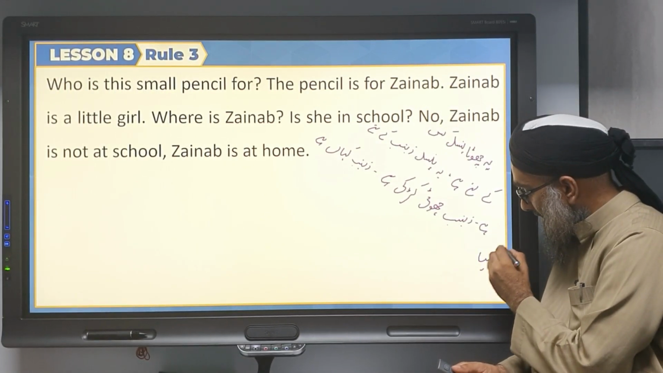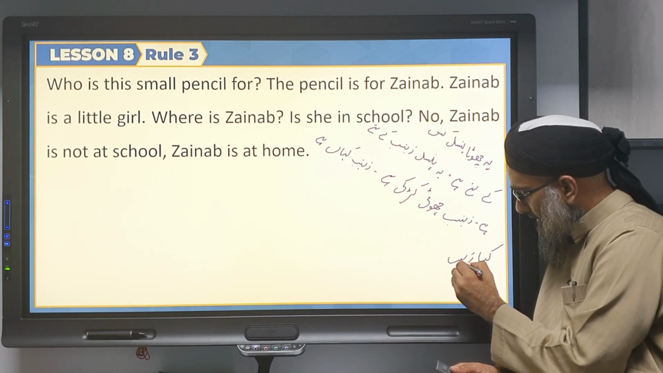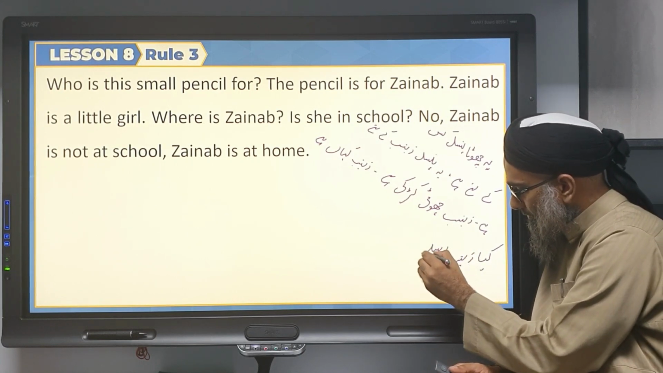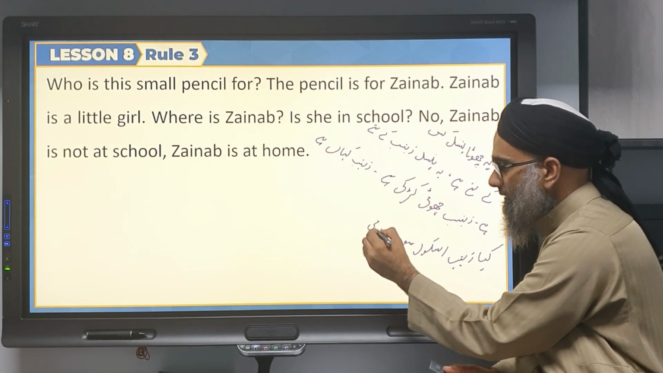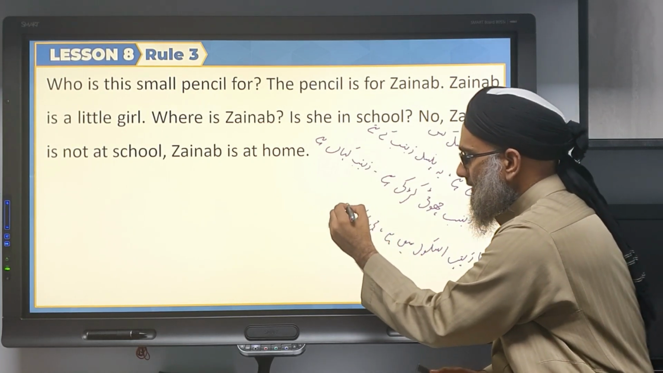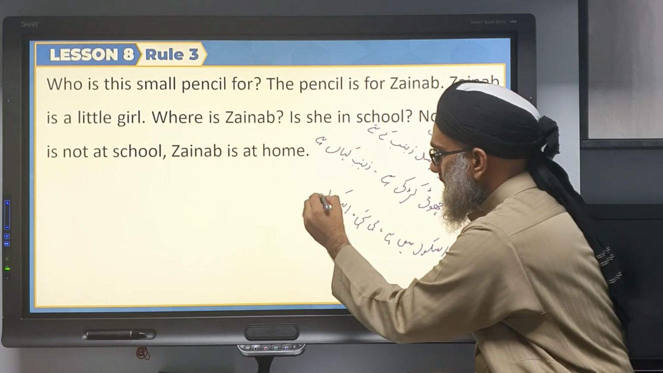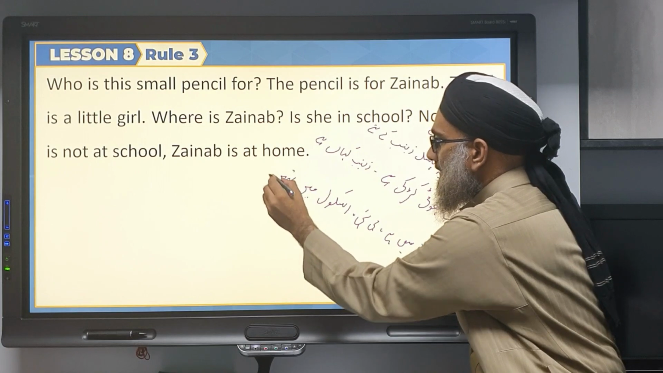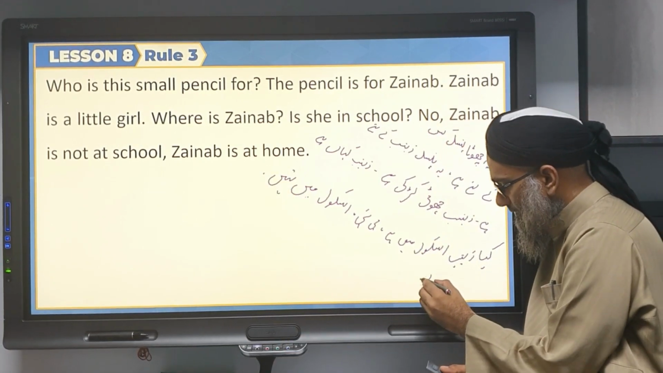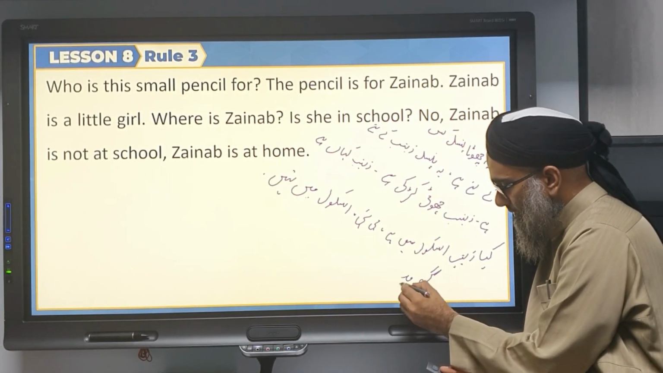Zainab is she in school? Kya Zainab school mein hai? Ji nahi, school mein nahi hai. Ghar mein hai.